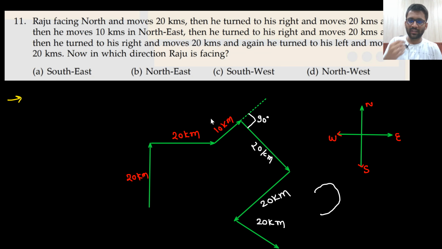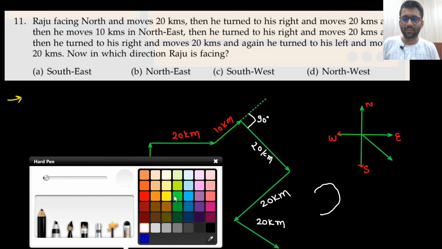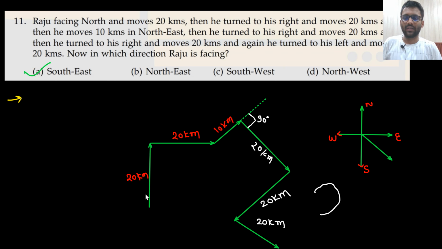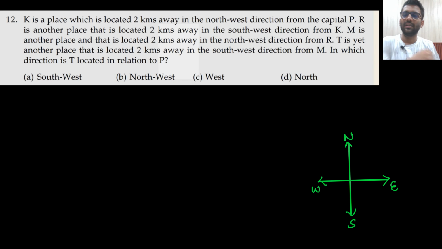Look, first 20, then again 20, then 10, then 20, then again 20, and then again 20. In which direction is Raju facing? This direction. That is southeast. So the answer is southeast. So you have to make the diagrams intelligently. You should have a good idea. If he is moving in one direction only, you can simply make left. Then again if it changes, then change the direction. That's it. Okay, let's see the next one.